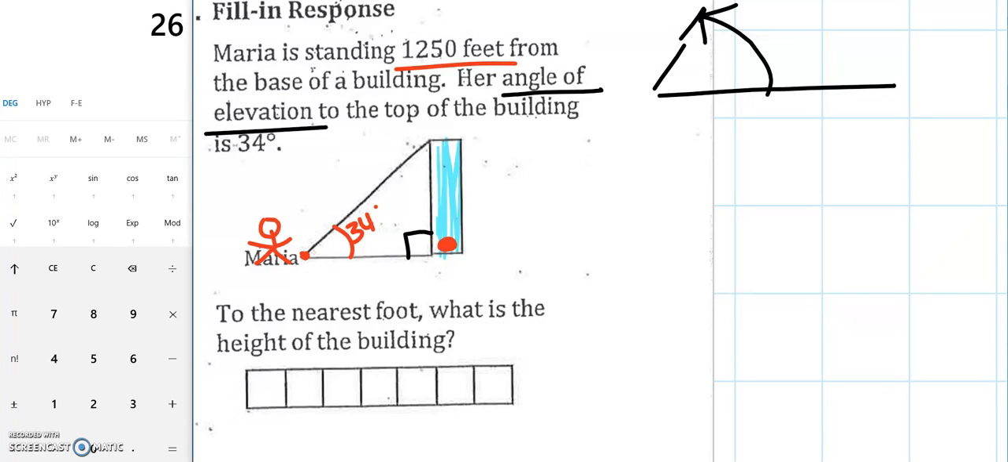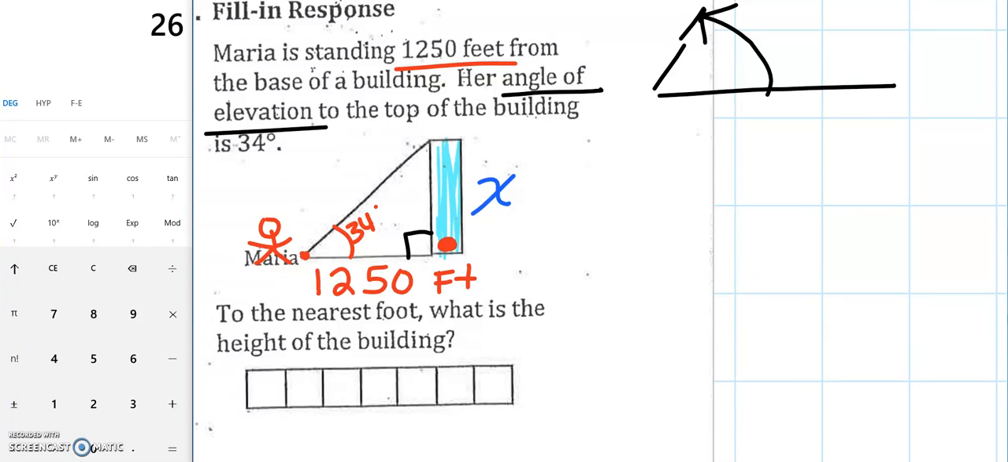So if I'm talking from Maria to the building, I'm talking about this distance along the bottom, 1,250 feet. Question is, what is the height of the building? So my x value is going to go right here. Now, if I have a right triangle, I have one side length, one angle, and I'm looking for a missing side, that's trig. There's no other way that we can figure that out.